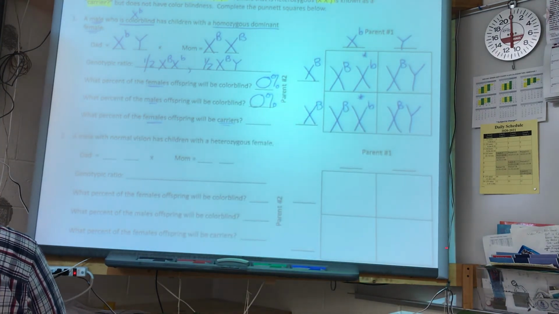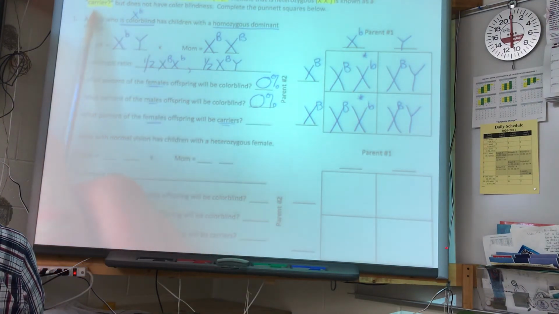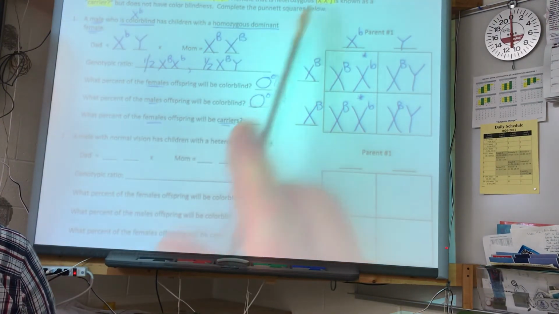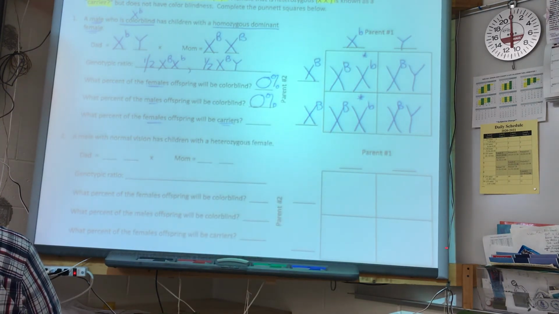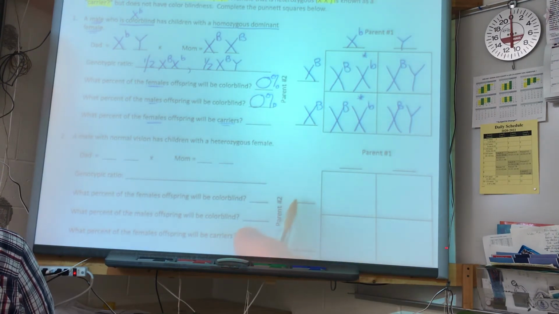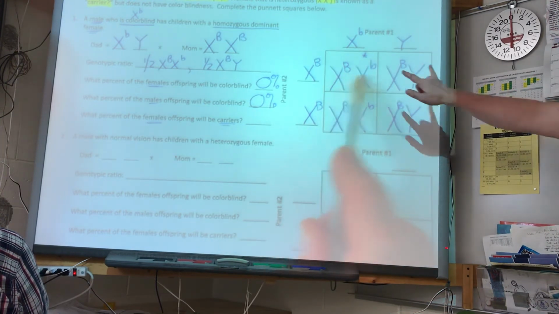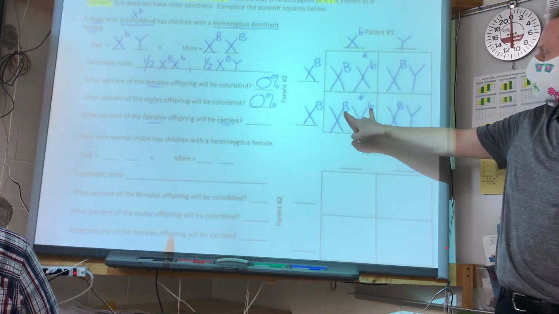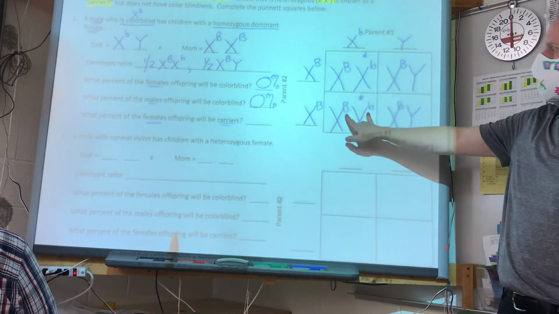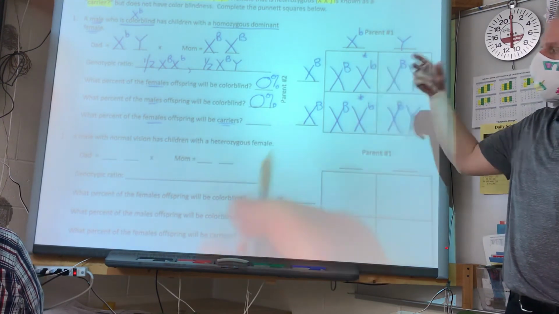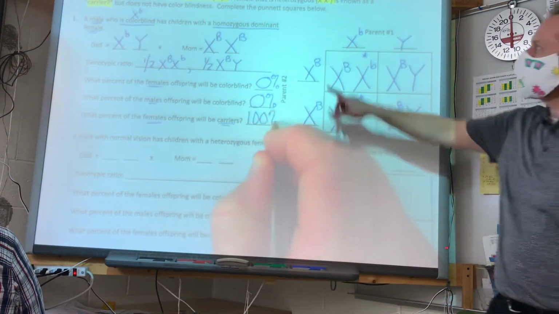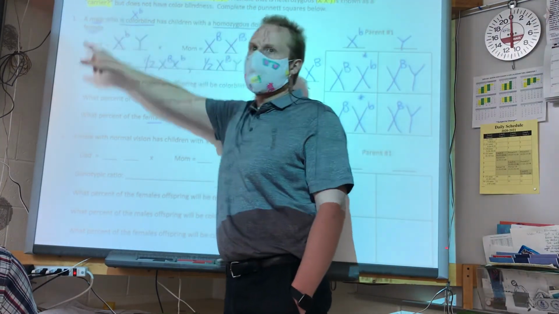Carriers, up in the vocab, the introduction, it talks about being heterozygous. A female that is heterozygous is known as a carrier. So of the females, how many are going to be heterozygous, or are going to be carriers? Out of 2, how many are heterozygous? We're looking at the B's. Are these B's the same or different? Different, and this one is? So this is heterozygous, and this is heterozygous. So 2 out of the 2, or 100%, are going to be heterozygous, which means they are carriers.